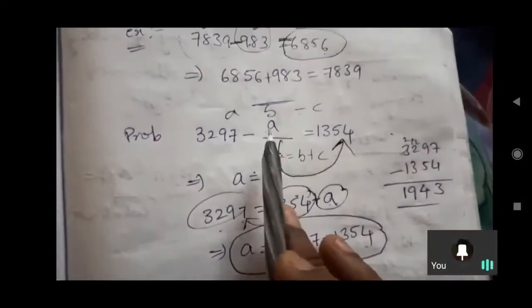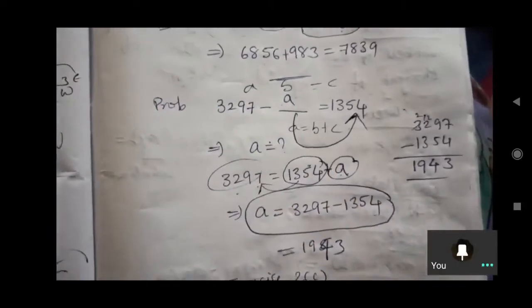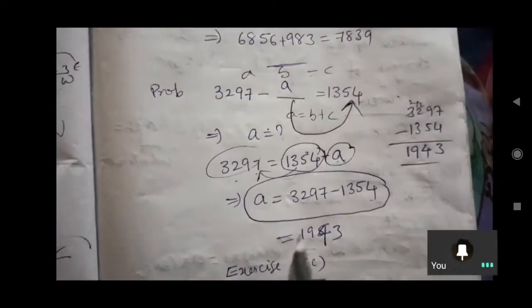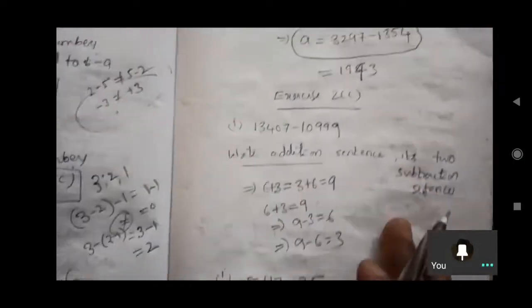Then for getting a we have to subtract this number from this bigger number. Don't get confused. Are you confused here? No? Okay, clear.